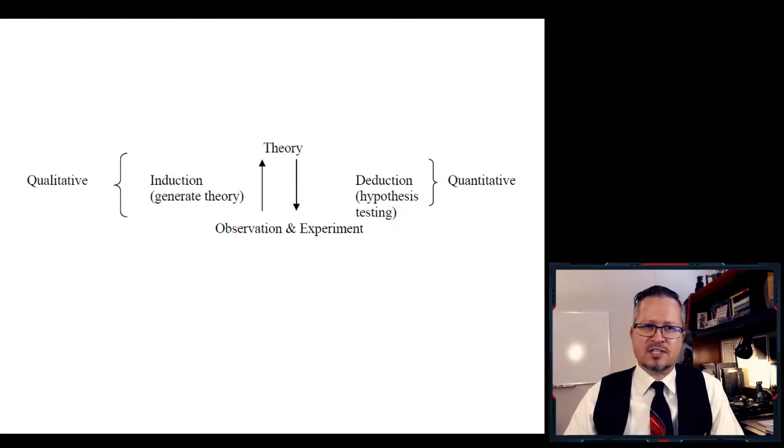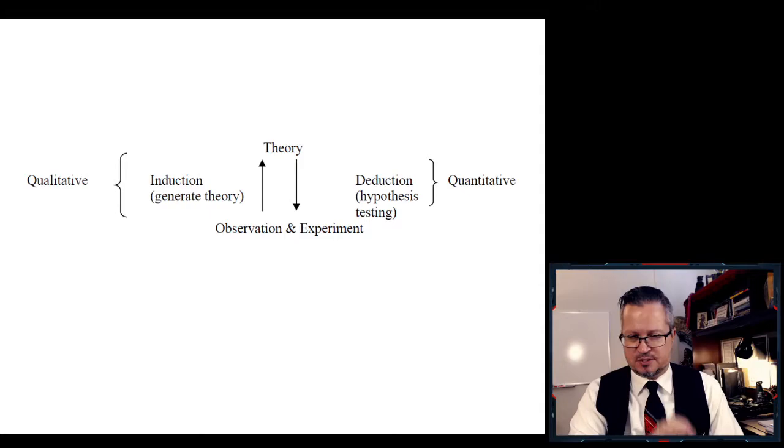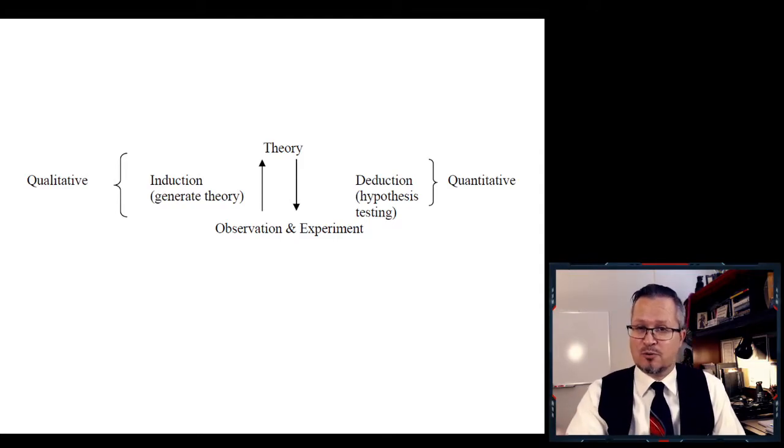You can see in this image that on one side we have qualitative, which is inductive, and the goal is to generate theory. On the other side, we have quantitative, where we're hypothesis testing, or quite honestly, theory testing, if you will, through observation and experiment. To me, these two things are cyclical. They go round in circles in my mind.